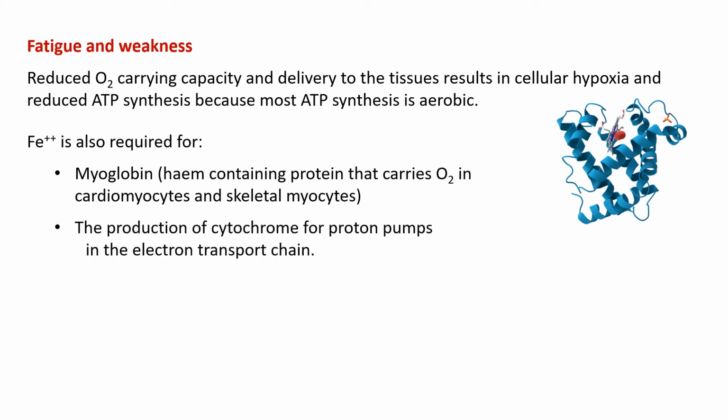Iron is also required, as we said before, for the production of the cytochromes for the proton pumps in the electron transport chain. So in IDA, iron deficiency anemia, there is a potential that we certainly won't be able to increase the electron transport chains within the mitochondria. And those that we have may not be able to maintain their proton pumps.